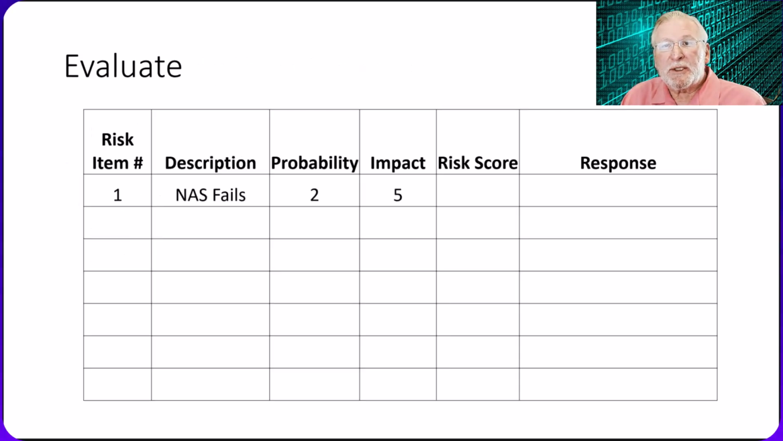Suppose we're going to digitize some records for our project, and we've identified that failure of our network-attached storage, where we are hosting the digitized files, is a risk. We estimate that on a scale of 1 through 5, the probability is medium-low, or 2, and the impact to the project would be catastrophic, or 5.